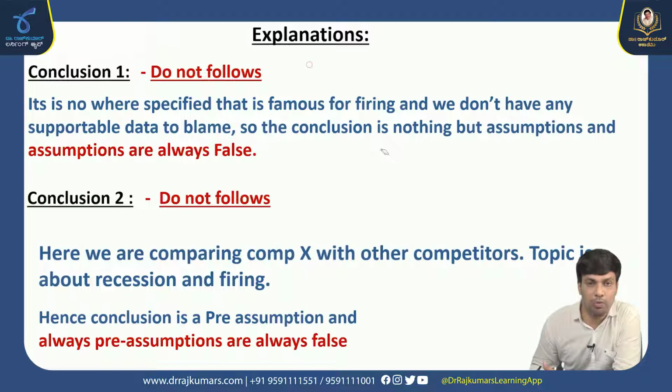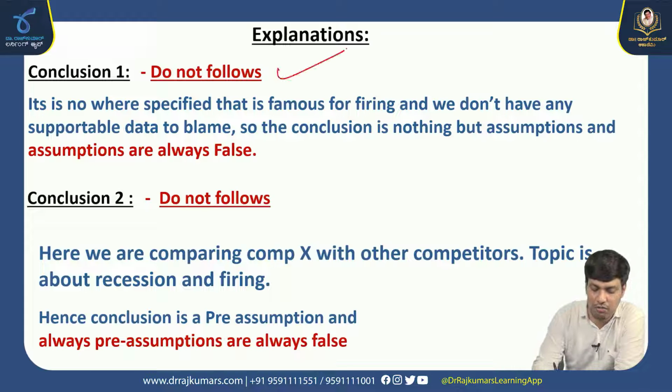Explanation: conclusion 1 does not follow. It is nowhere specified that company X is famous for firing people, and we don't have any supporting data to claim that company X is famous for firing people. So it is our assumption, and as we know, our assumption is always a false statement. So conclusion 1 does not follow.